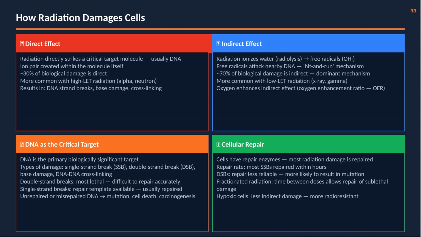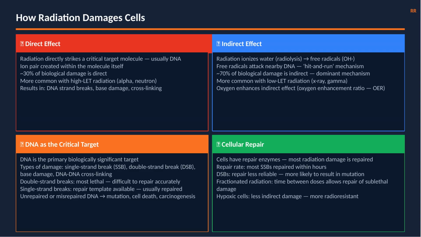Radiation causes biological damage by ionizing critical molecules inside the cell. Two targets, DNA and water. Direct effect. The radiation directly strikes a critical target molecule, usually DNA. An ion pair is created within the molecule itself. Approximately 30% of biological damage is direct. This mechanism is more common with high-LET radiation, alpha particles, and neutrons, which deposit energy densely along their path.